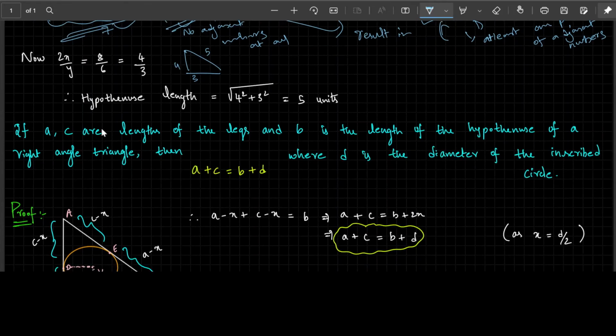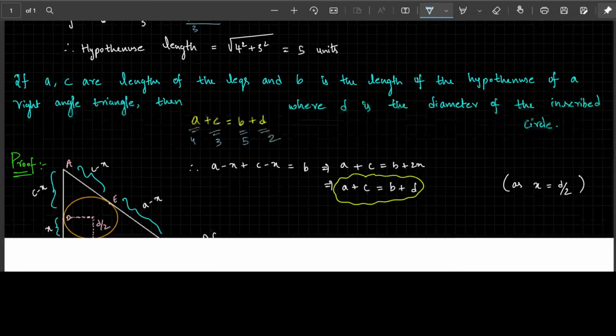So if A and C are the lengths of the legs and B is the length of the hypotenuse of a right angle triangle, then A plus C will be equal to B plus D. So in our case this will be 4 and this would be 3 and this would be 5. Then D is the diameter, that is the thing we have been asked. So this would be 4 plus 3 minus 5, that will be 2. Fine. So this is how you do it.